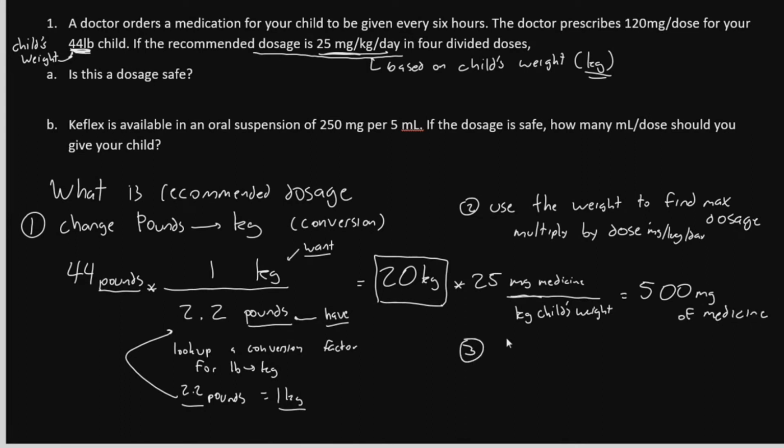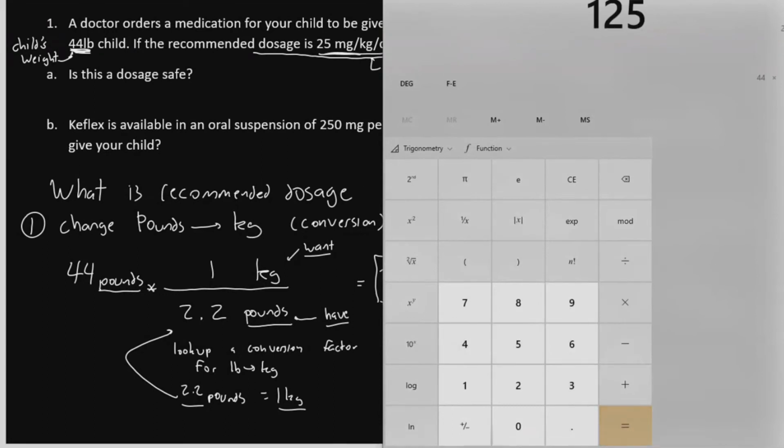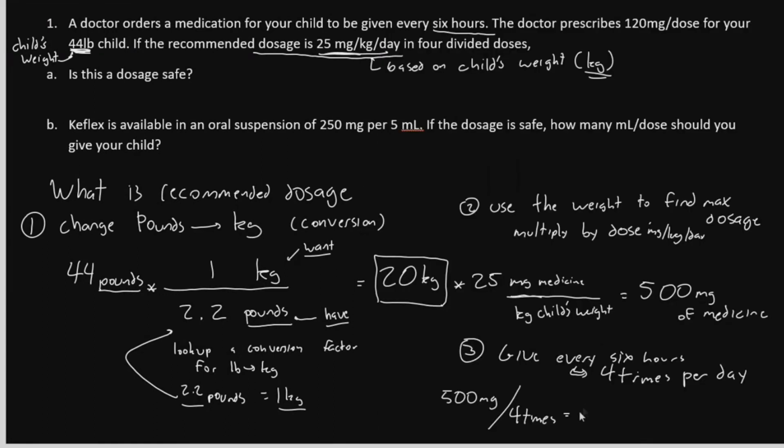Now, one last thing. This was supposed to be given every 6 hours. So if you have to give medicine every 6 hours, do you know how many times a day that is? 4 times per day. So you'll take the 500 you just got, divided by 4 times per day, and let's find what that is. That gives us 125 milligrams.